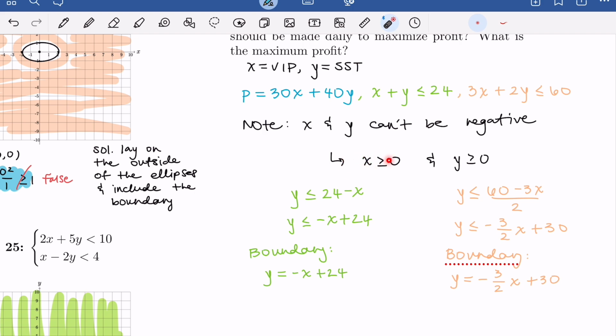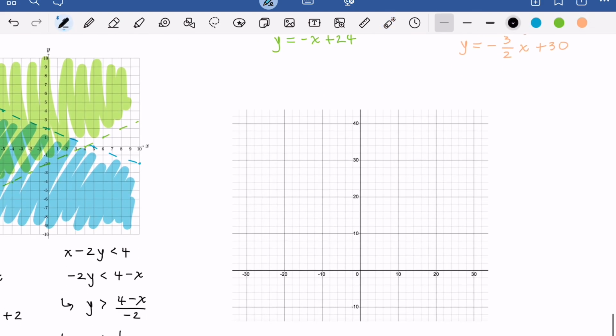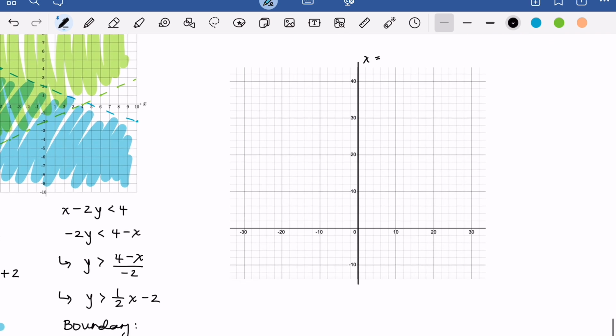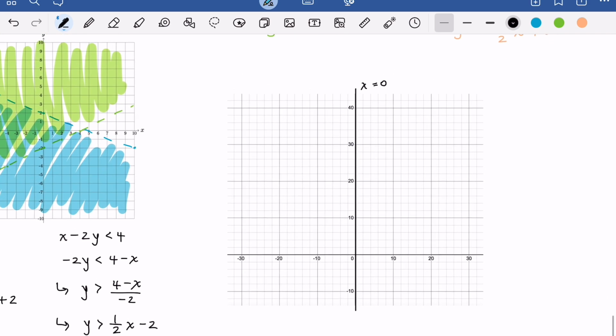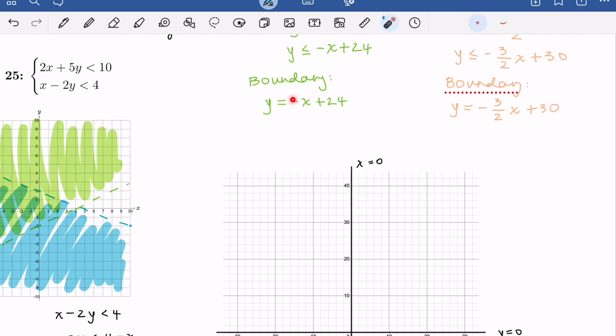Our boundaries for the other two inequalities would be x equals 0 and y equals 0. So let's do that first. We'll do that in black here. This is going to be x equals 0. And then on the x-axis here, we're going to have that y equals 0. Now the next thing we want to do is graph these 2 lines.